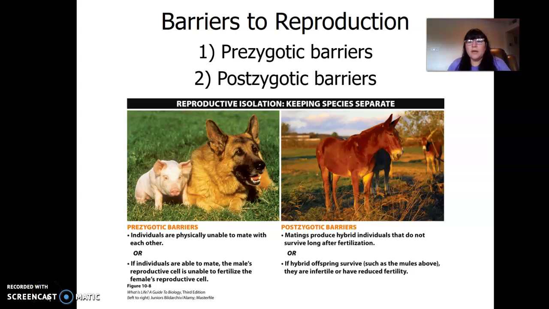All right, so we were talking about what would be barriers to reproduction. So, what would keep animals from mating? Okay, so we can have what are called prezygotic barriers. Pre means before, and the zygote is the cell that is the result of the union of the egg and the sperm. So prezygotic means before the zygote.